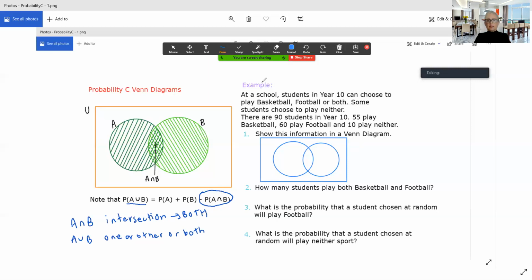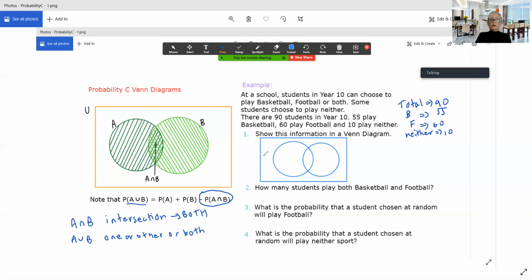So we've got a typical question about students at school. Year 10 students. We're talking about playing basketball, football, or both, or perhaps even neither. There are 90 students. So total students we know is 90. We know there are 55 that play basketball. We know that football, there are 60. We know that neither, there are 10.